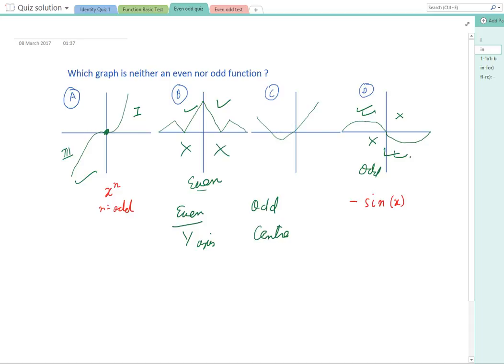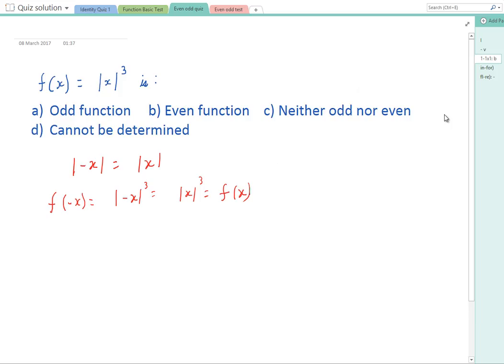So this function, which is neither symmetrical around y-axis nor around the center, is neither even nor odd, and C will be the answer. Again, we have to identify whether mod x cube is an odd function or an even function. Mod x, we'll study about it in detail, but if you don't know, when you put minus x in place of x, it still returns mod x. So these two are equal. So f(minus x) here would be mod minus x cube, which will be same as mod x cube, which will be equal to f(x). And hence, this is an even function.